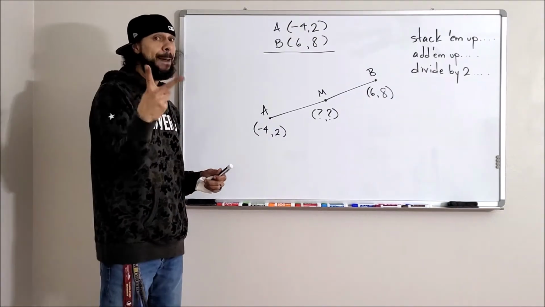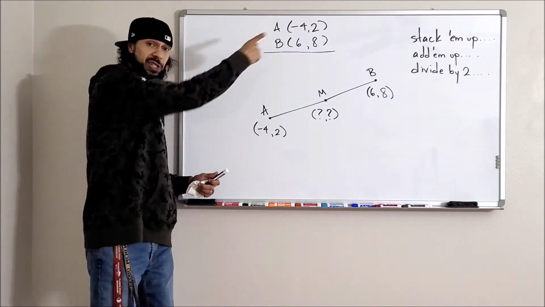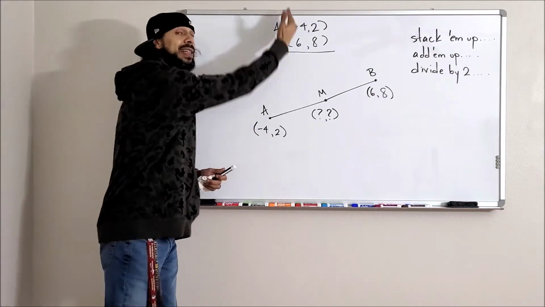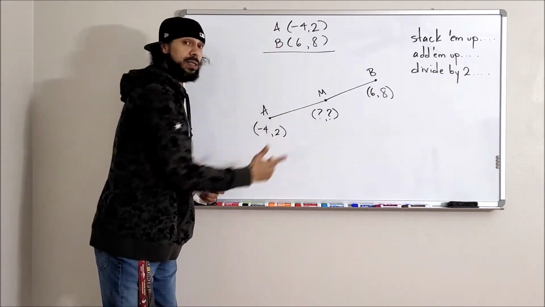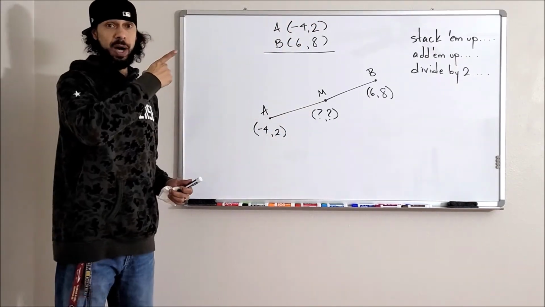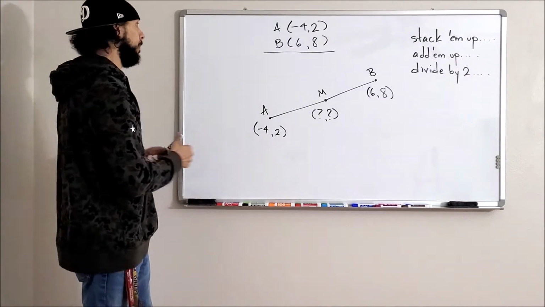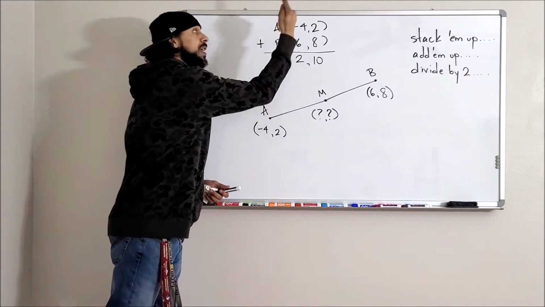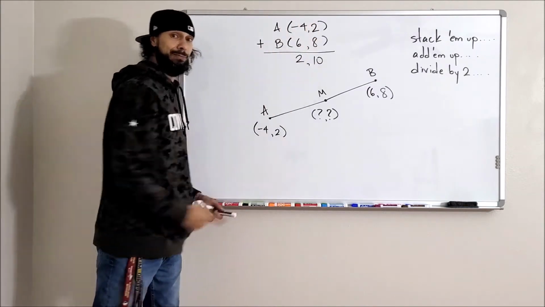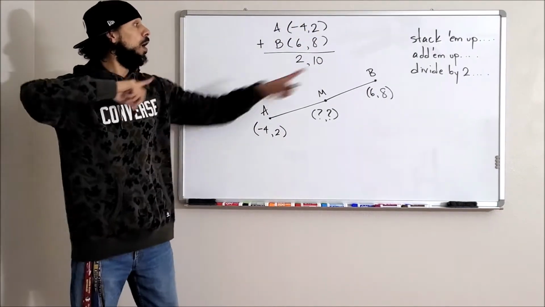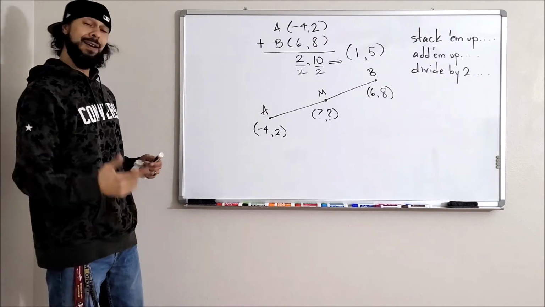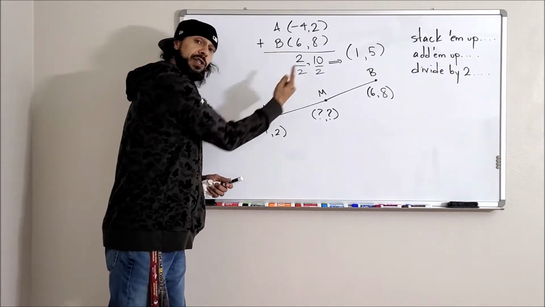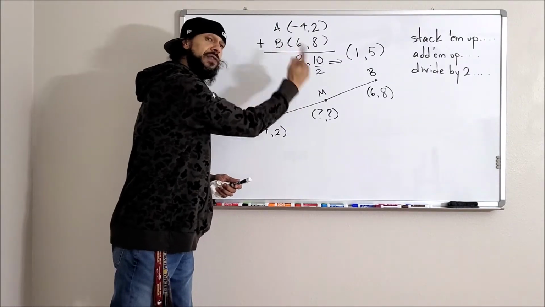I took my two endpoints and stacked them on top of each other. Now I can add the x's and the y's separately. Stack them up, add them up. -4 plus 6 is 2. 2 plus 8 is 10. Don't forget the last step though. Divide by 2. Take your x divided by 2, take your y divided by 2.